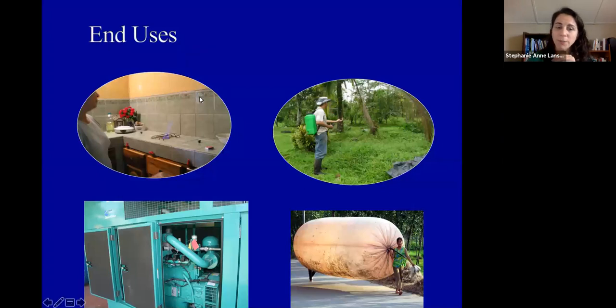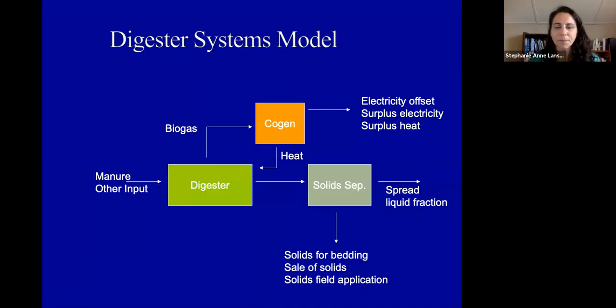End uses: I can use it in my kitchen for cooking. I can spray the fertilizer onto the fields, again, in small scale here in Costa Rica, or through our machinery in the US. I can carry the biogas to where I need to use it. This is actually in Vietnam, and use it for cooking. So often we'll do a digester where we do a cogeneration unit, a CHP, a combined heat and power, so that we can heat the digester with the extra heat from our electricity production. And then again, we can do the electricity.